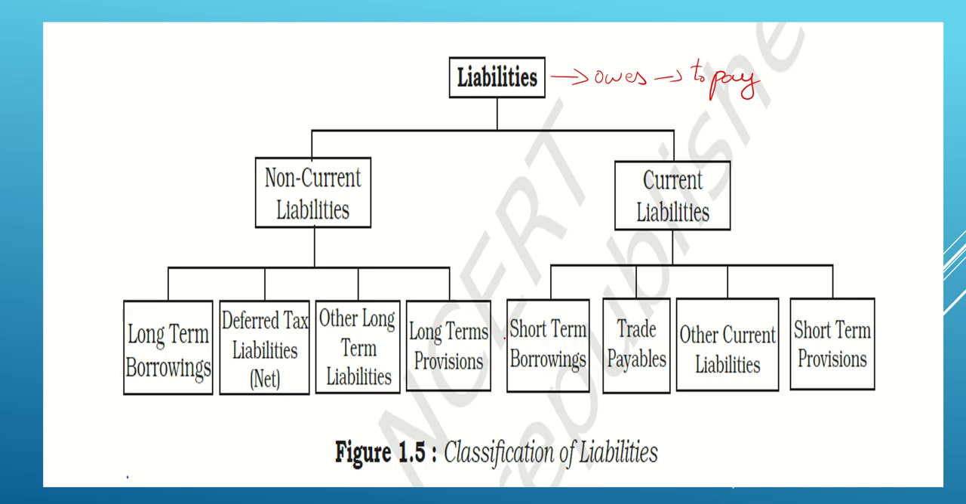Under current liabilities we have short-term borrowings. If the company has borrowed something for the short term, maybe 3 months, 6 months, that will come under current liability, short-term borrowings. Again, trade payables. If the company has made any credit purchase, where they pay after a month or two to the creditors, those creditors will be shown here.